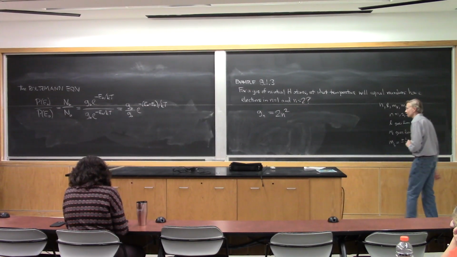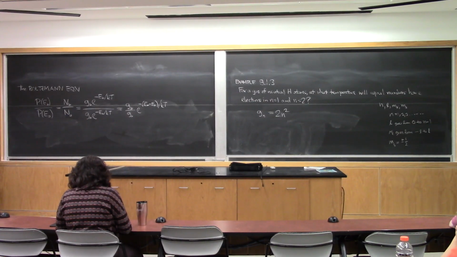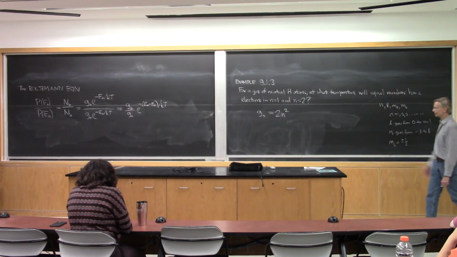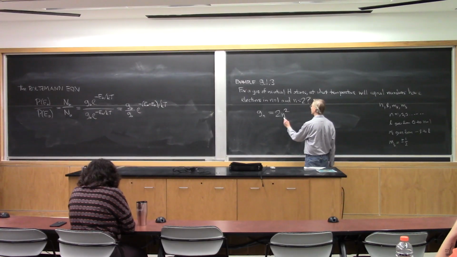That's the general formula. When you make that tree of possible states like we did last time, n, L, n sub L, n sub S, there's 2 leaves, one for each spin, on n equals 1. There's 8 leaves on n equals 2. There's 18 leaves, final things, on n equals 3. In general, the pattern is 2n squared.